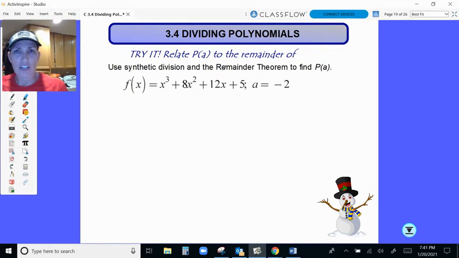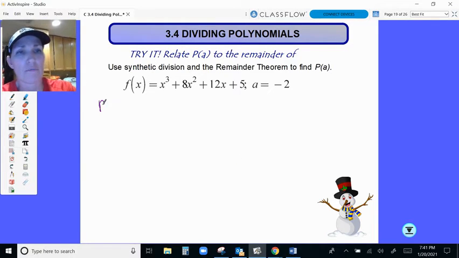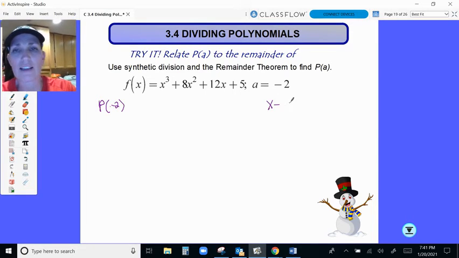Use synthetic division and remainder theorem to find p of a. So if a is equal to -2. So again, remember, if that's a, I'm going to find p of -2. That's the same thing as x minus a, which is x minus -2, which becomes x plus 2. So that would be my factored form. So I'm still dividing by -2.